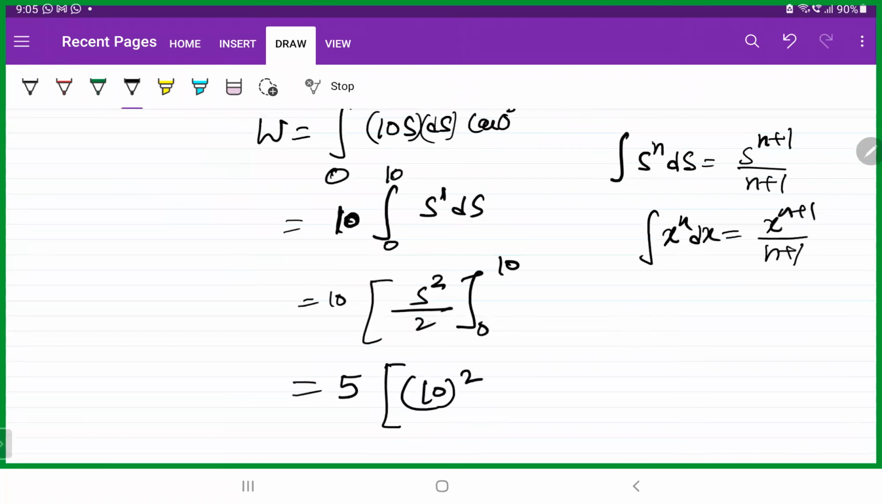Now we'll put the upper limit. The 2 will cancel with the 10, so it will be 5. Upper limit is 10. So 5 into (10 square minus 0 square). So how much will it come as? 100 into 5, 500 joules. Okay.